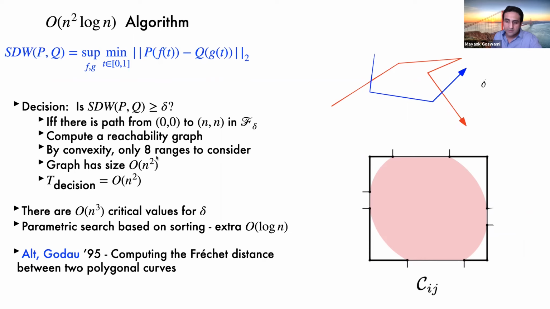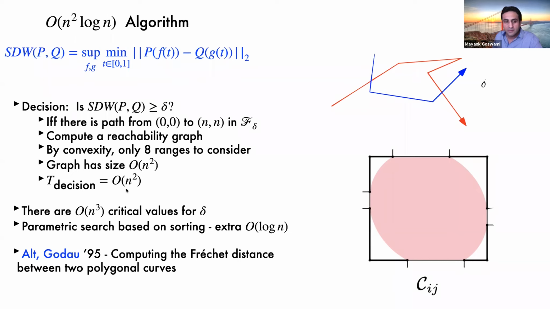So the original free space diagram had complexity n squared. It only increases by a constant factor once we add these edges. And so this graph will have size order n squared, and then you can solve a reachability problem in linear time, in order n squared time. So the decision version can be solved in n squared.